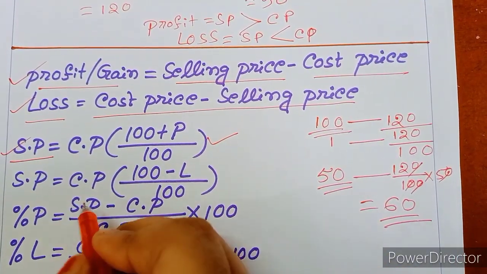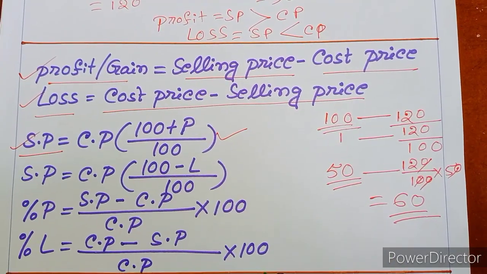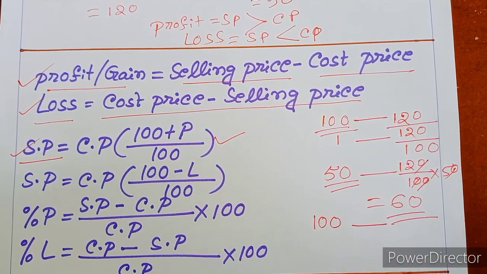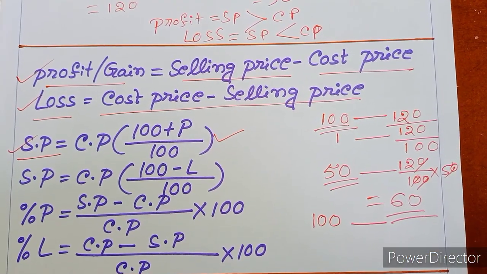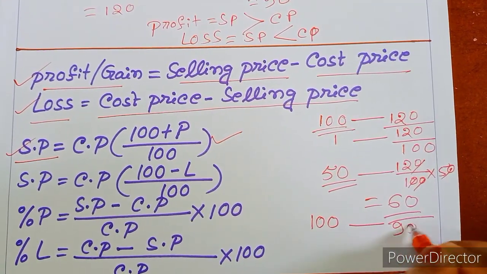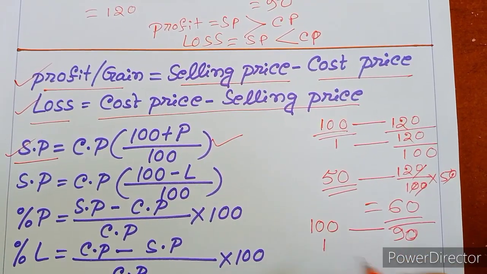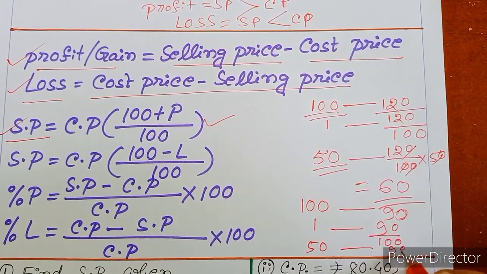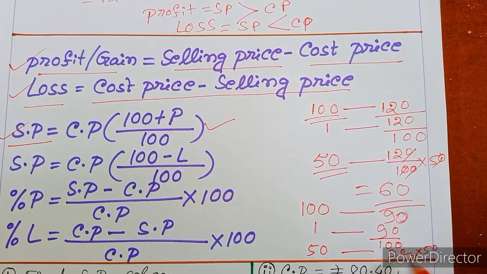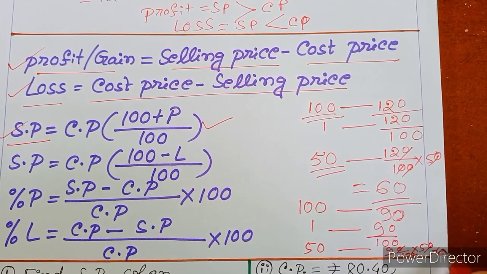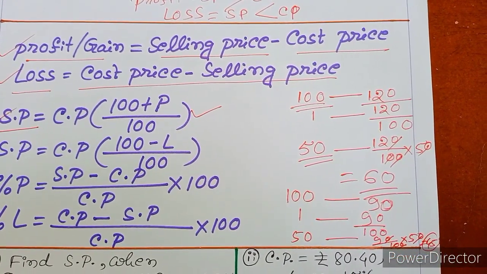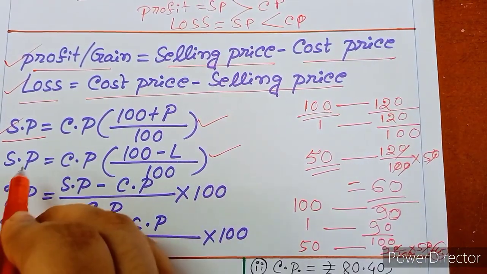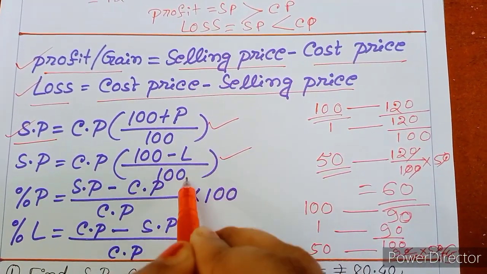P means profit. And whenever they make a loss, suppose the price is 100 rupees but we make a loss of 10%, it means we sell it at 90 rupees. And if the price is 50 rupees, then 90 by 100 into 50 equal to 45 rupees. Then we sell it at 45 rupees because we make a loss of 10%.